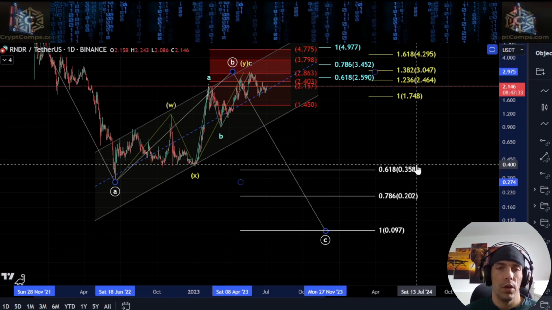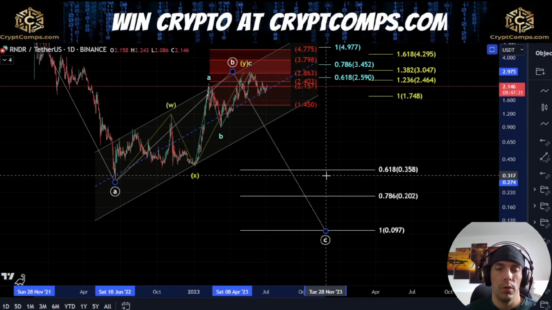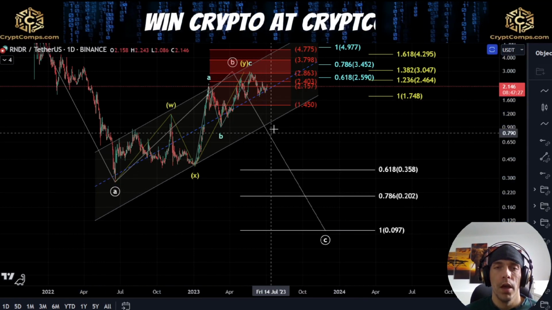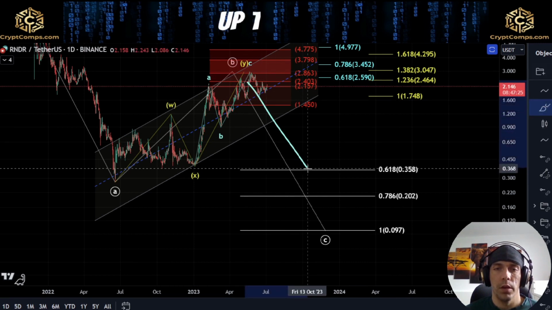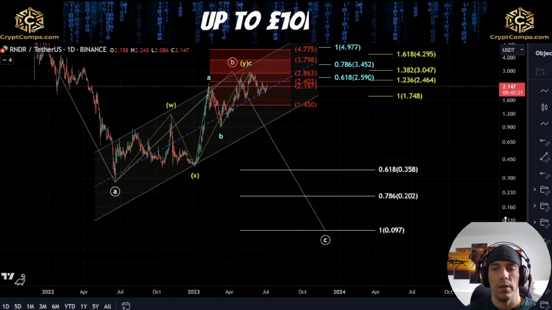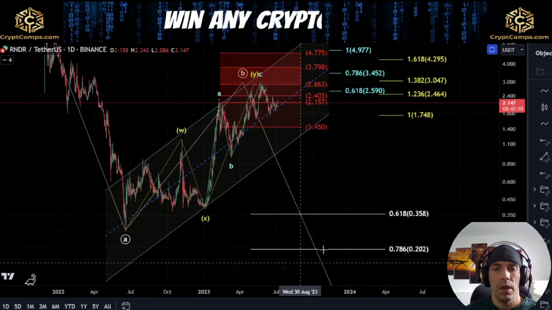The 0.618, which would be normally a minimum requirement we're looking for, but in this case, I would really like it to take this A wave low. But technically speaking, if we move down to 0.618, it could actually be looking to complete as a truncation here. So we're going to be keeping an eye on this.